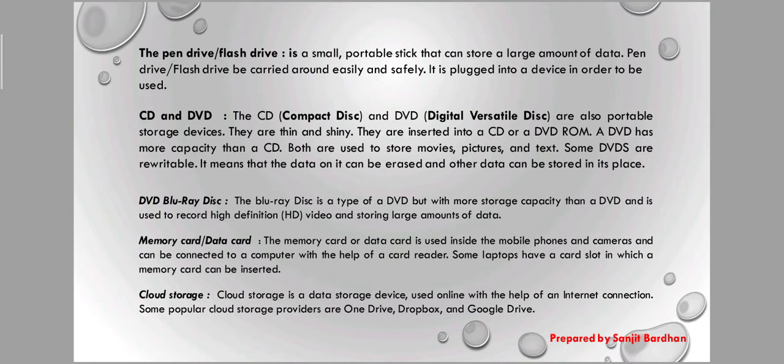Next is CD and DVD. The full form of CD is compact disc, and DVD is digital versatile disc. Digital versatile discs are also portable storage devices. They are thin and shiny. They are inserted into a CD or DVD ROM. A DVD has more capacity than a CD. A CD can store up to 700 MB of data, but a DVD can store up to 16 GB of data. Both are used to store movies, pictures and text.